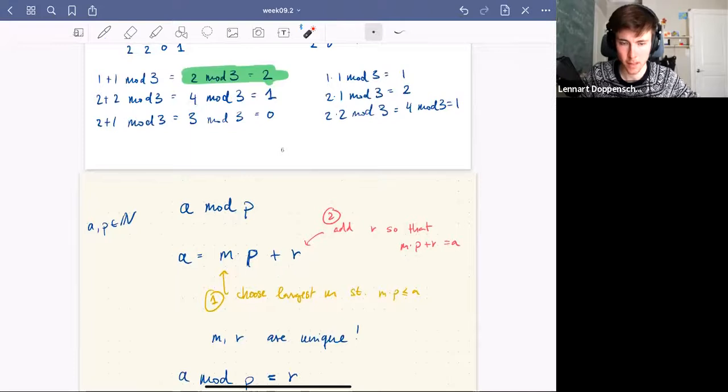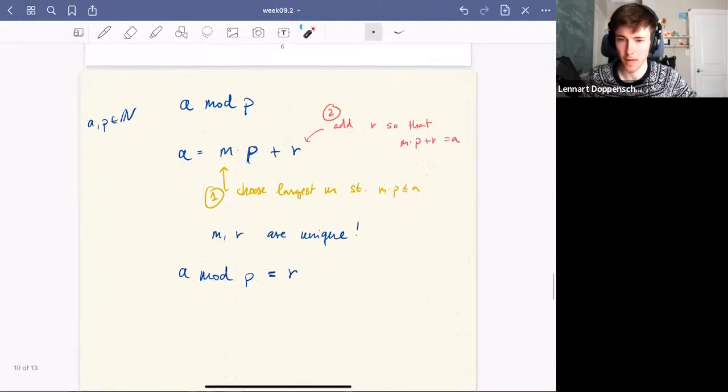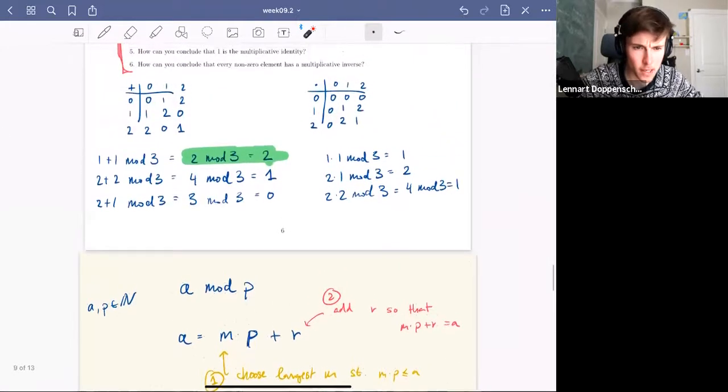Exactly 1 time. So this M will be 1. What's left? If you put another 3 in there, then we'd have 6, and that's bigger than 4. So this algorithm tells us to stop at 1. And now the rest, between 3 and 4, the thing that we couldn't fill up with p's, is 1. So that's the one that we have to add, and that's the remainder. So A mod P computes the remainder of the division of A by P, even if it's not possible to divide nicely. Okay, let me go back to the chat and see.